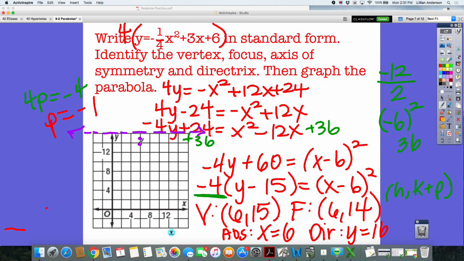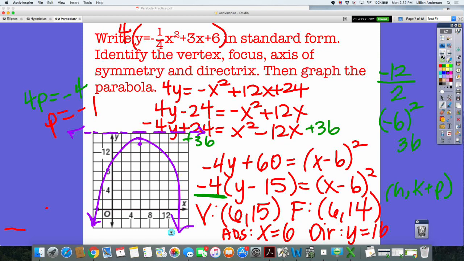So this opens down, which makes sense because 4p was less than 0, so it opens down. I have a question about the directrix. Does it work kind of like an asymptote to where it will never touch it? Correct. And the directrix and the focus are the same distance away from the vertex. That directrix was 1 unit away from the vertex, the focus was 1 unit away from the vertex, and it always will work out that way.